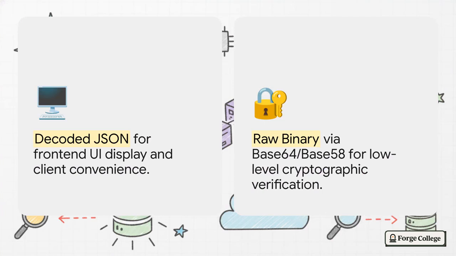Let's zoom in on Step 2 of that loop for a second, choosing your representation. It's actually an industry best practice to provide both. Provide the easily readable JSON, decoded right alongside the raw binary payload. The decoded JSON offers massive convenience for your UI developers who just want to display data quickly. But giving them that raw binary data, encoded in base 64 or base 58, ensures your clients have exactly what they need if they ever have to perform low-level cryptographic verification on their own end. It's the best of both worlds.